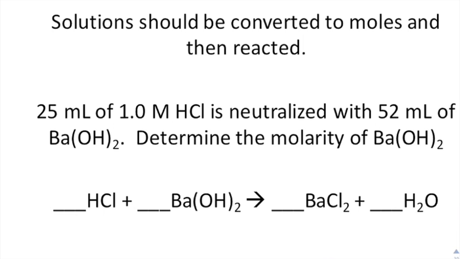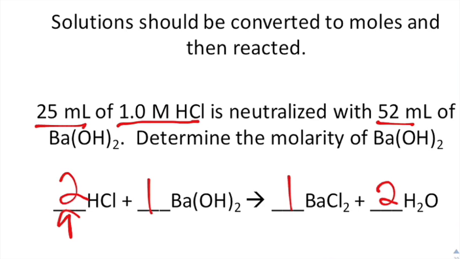Next, it says solutions should be converted to moles and then reacted. For example, 25 mL of 1 molar hydrochloric acid is neutralized with 52 mL of barium hydroxide. Determine the molarity of the barium hydroxide. This is another example of a calculation we'll do later. But realize that you can't do calculations directly with molarities and volumes. You can only do calculations with moles, which is the basis of your balanced chemical equation. So really this should be 2, this should be 1, this should be 1, and this should be 2.